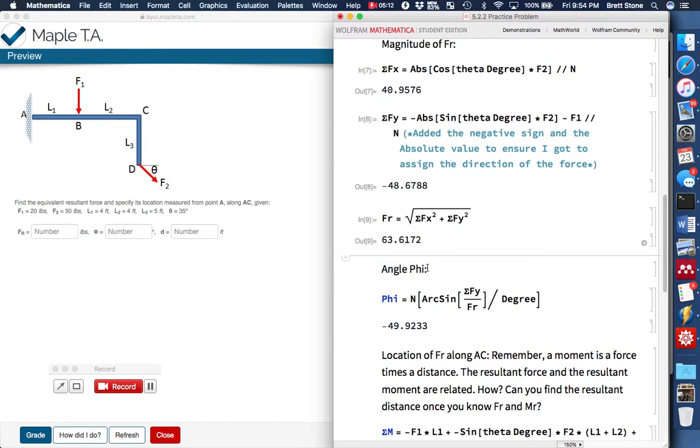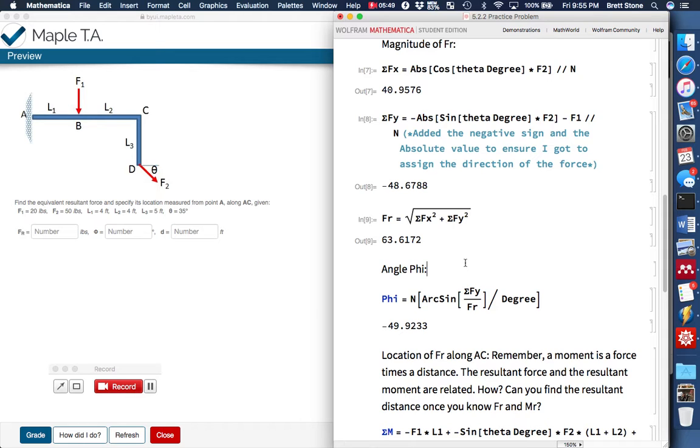Great. Okay, so now to get the angle from the x-axis at which that's acting, we are calling that phi. We go back to the x and y components of this resultant force, which are the sum of the forces in the x and the sum of the forces in the y. If those are the legs of a triangle, and the resultant force is our hypotenuse, then we should be able to find the angle between the x direction and the hypotenuse, right? Just using some simple trig.